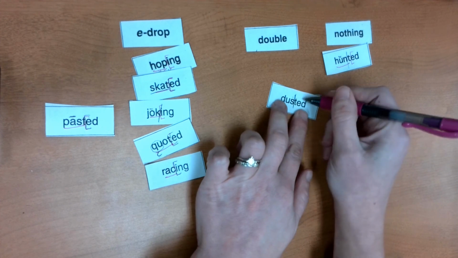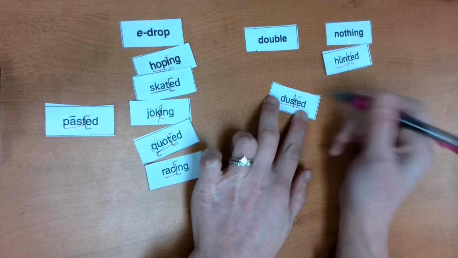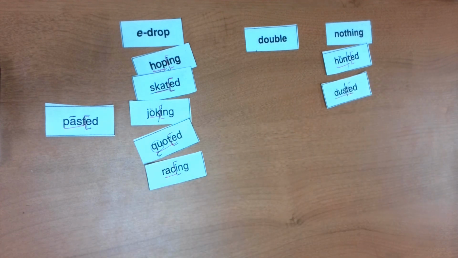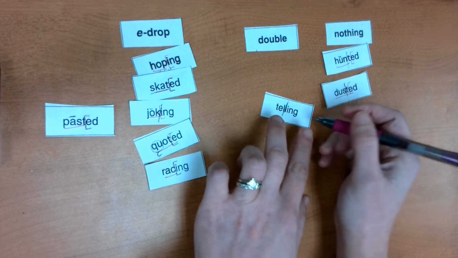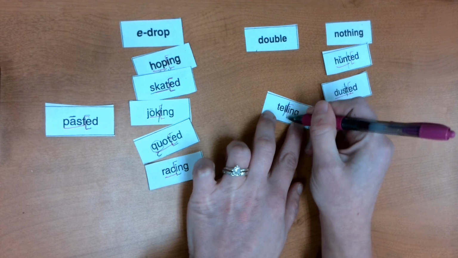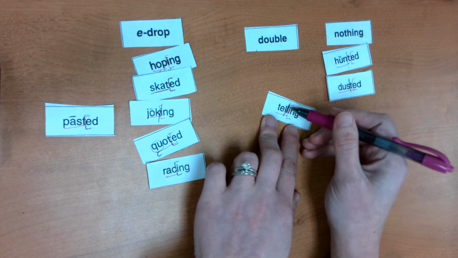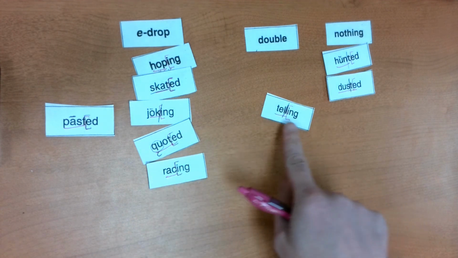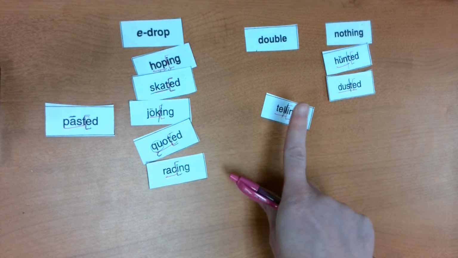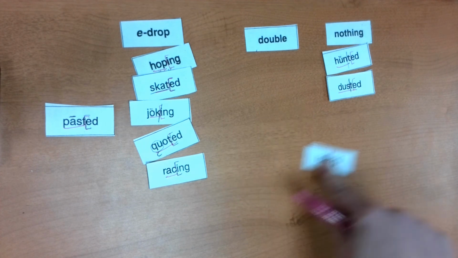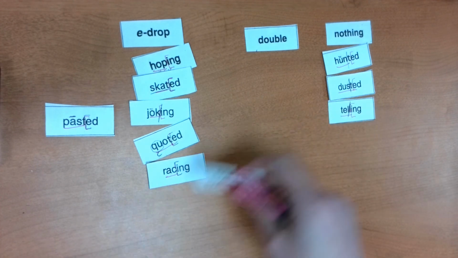Dusted, same thing. I'm going to chop off that ed suffix, take a look at that base word dust, and see there was no spelling change there. Next word's telling. I'm going to chop off that ing suffix, take a look at the base word tell. Well, it already had two L's, so it's confusing, even though there's double L's right there. That was already part of the base word. It wasn't a spelling rule that I was following, so that one was nothing.